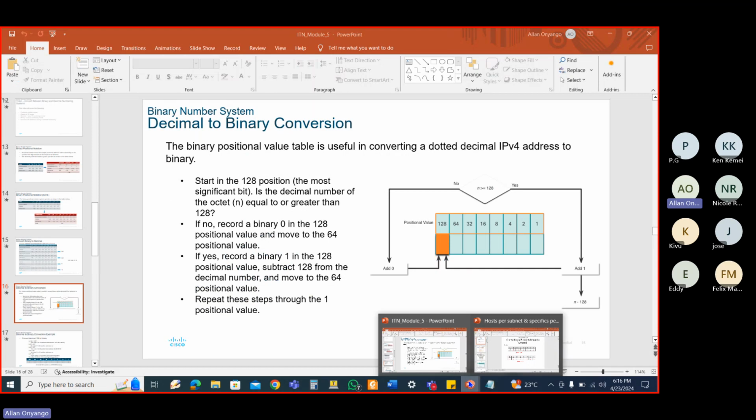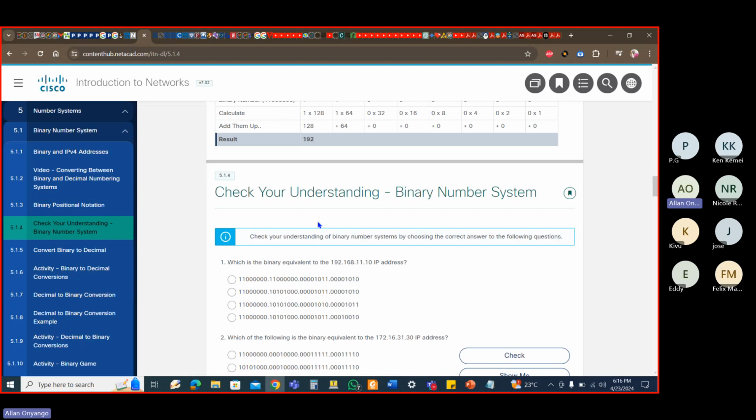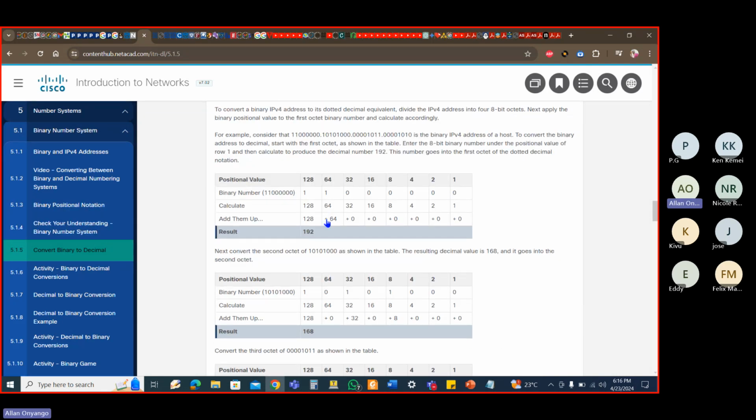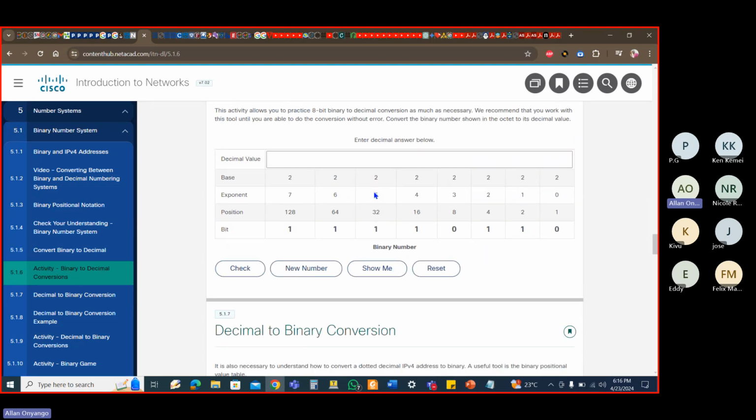I think I should give you some. Let me see if I can give you a few here and see what you are able to do. So this is an illustration for doing conversion from binary to decimal, and we can actually work it out.